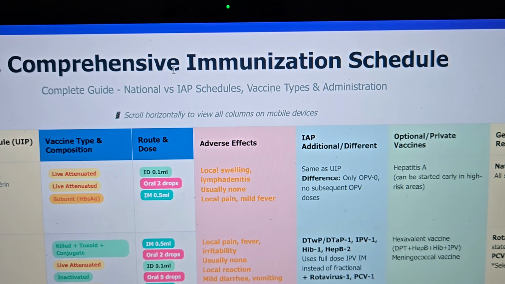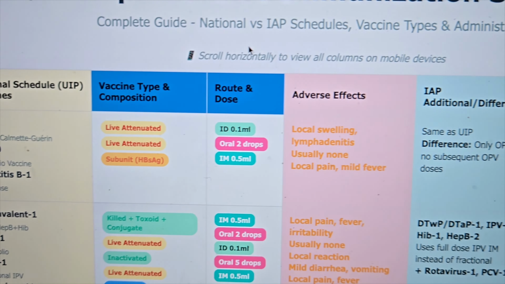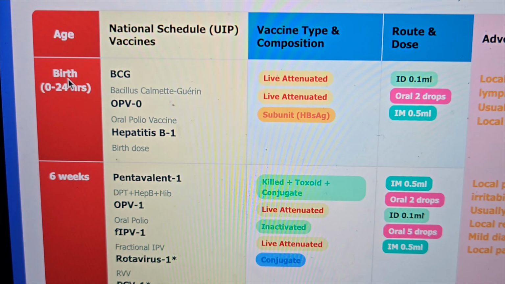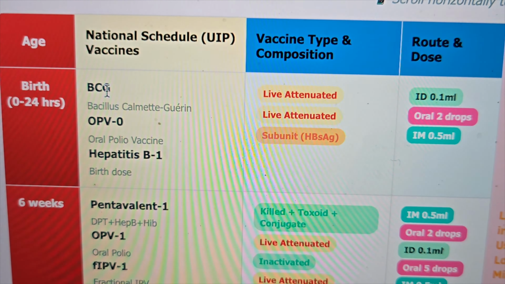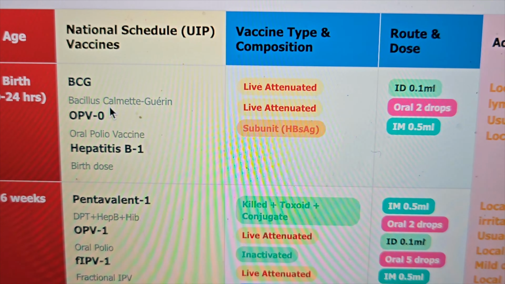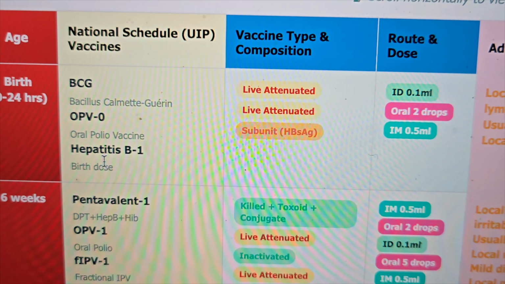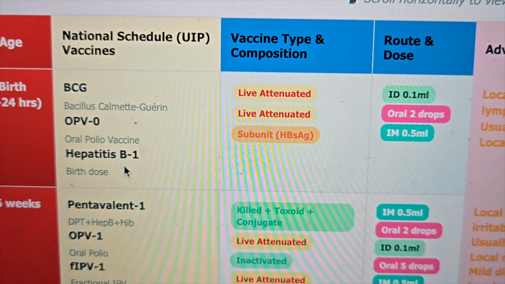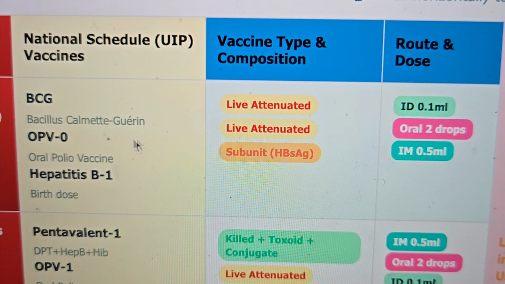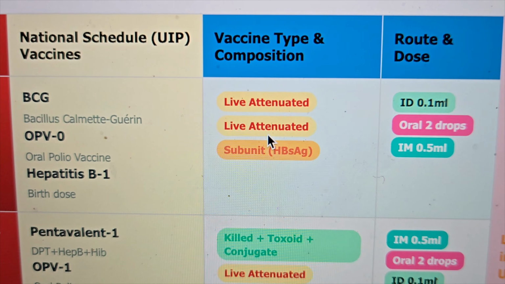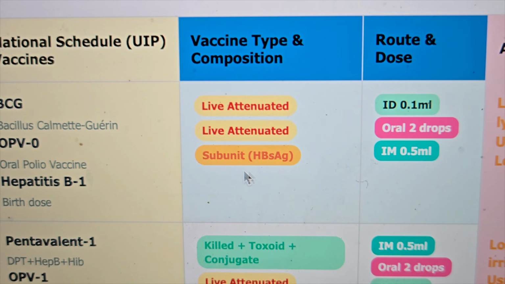See, this is the comprehensive immunization schedule, a complete guide. Starting from birth, 0 to 24 hours, we give 3 vaccines. First one is BCG, Bacillus Calmette-Guerin. Second one is OPV, 0 dose. And third one is hepatitis B1, birth dose. What is the vaccine type? BCG is a live attenuated vaccine. OPV 0 dose is also live attenuated, whereas hepatitis B1 is a subunit vaccine.